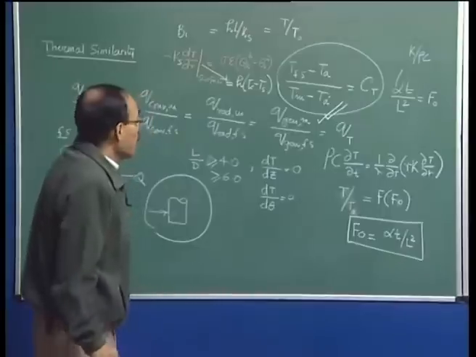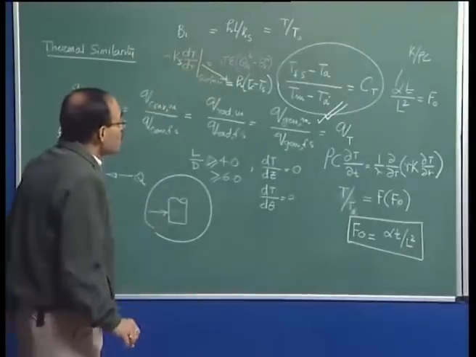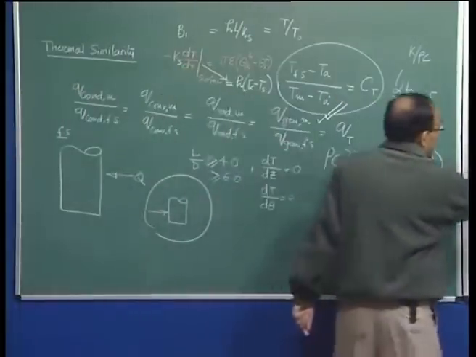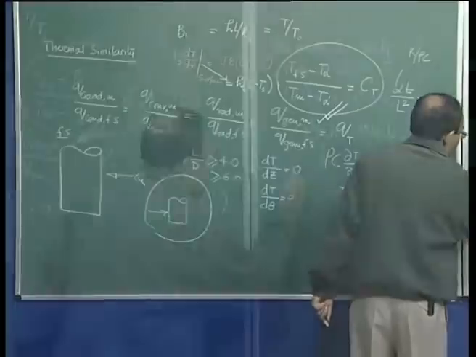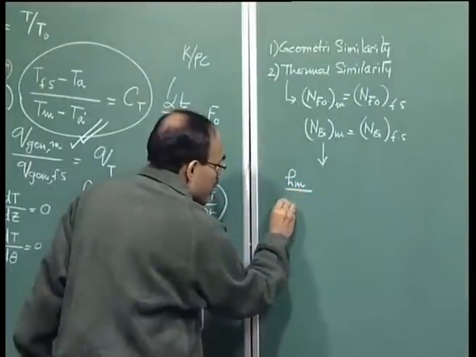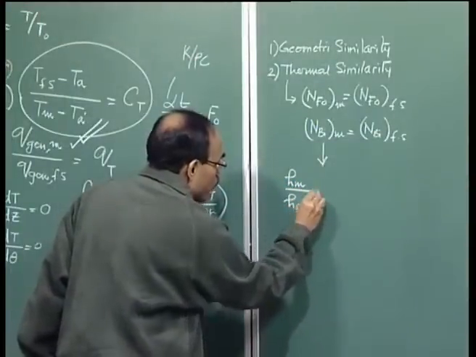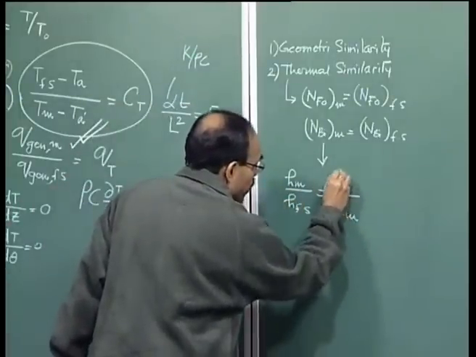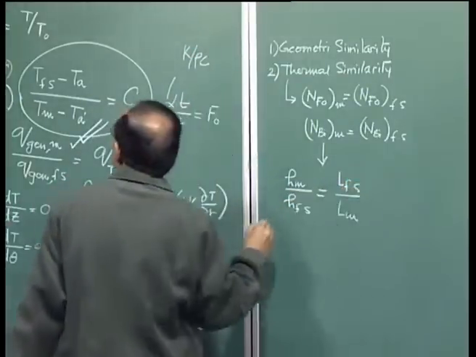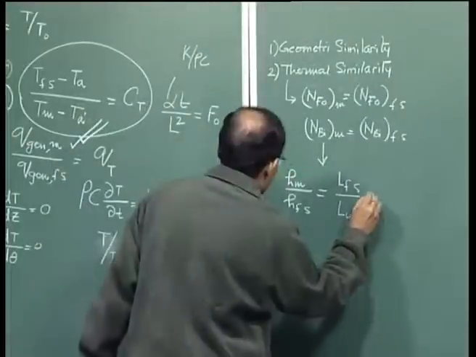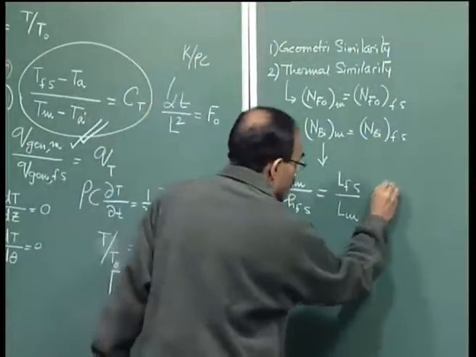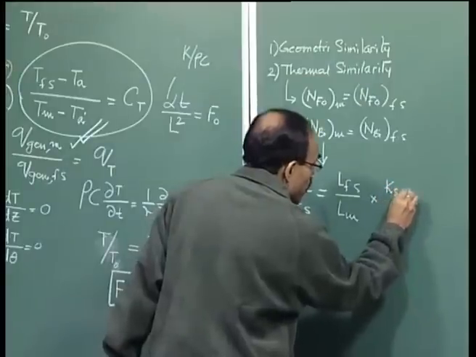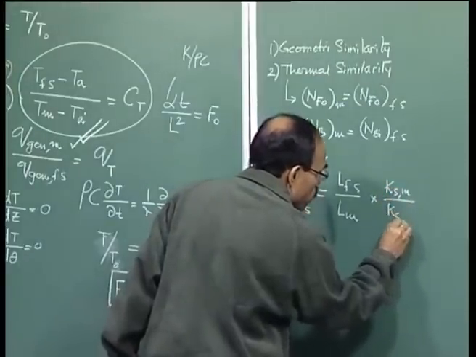in that case this particular condition is going to be maintained in the two. Now, therefore, I can say that the Biot number equivalence gives us the adjustment: H model by H full scale is equal to L model by L full scale, and then we have K solid model and K solid full scale.